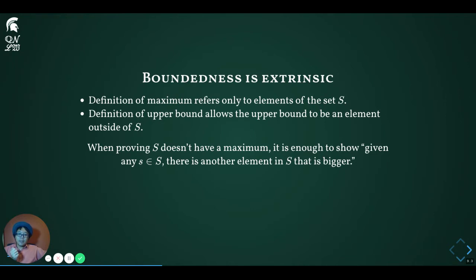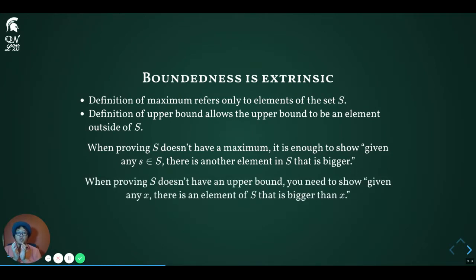The difference is mainly in understanding what you need to show in order to show that S doesn't have a maximum or doesn't have an upper bound. To show that S doesn't have a maximum, you just need to show, given any element in S, there is another bigger element in S. To show that S doesn't have an upper bound, you need to show more. You need to show that given any number x, which may or may not be in S, there is another bigger element that is in S.